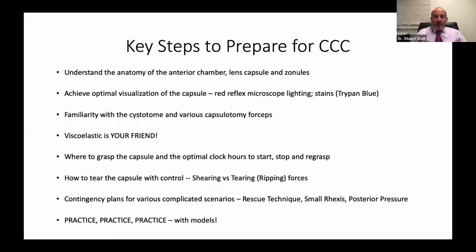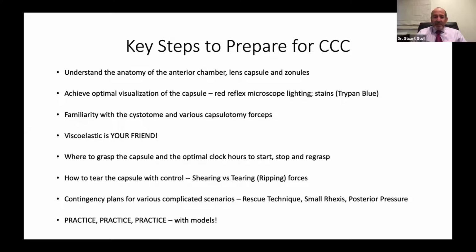You have to know where to grasp the capsule and the optimal clock hours to start, stop, and re-grasp on the capsule. You have to know how to tear the capsule with control and understand the difference between a shearing force and a tearing or ripping force, and we'll show that with a small demonstration.